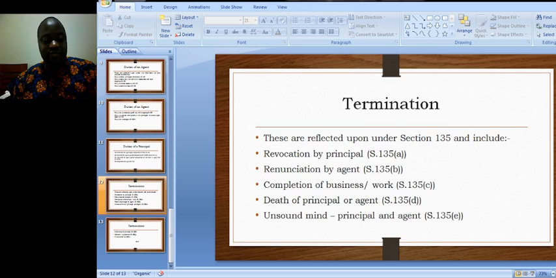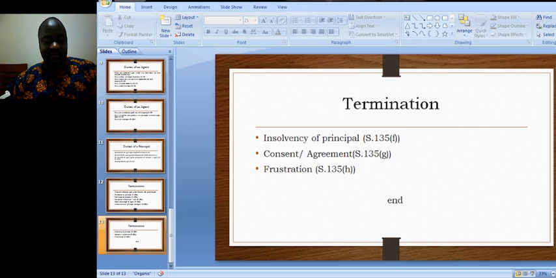Then unsound mind of either the principal or the agent. Insolvency of principal. When the principal runs bankrupt, it means that he cannot continue running the business or the relationship because he will not be able to pay the agent. So the best way would be to call off the agency relationship. That is under section 135D. F. And then consent or agreement. The two parties in the relationship can agree on how the agency relationship can come to an end.